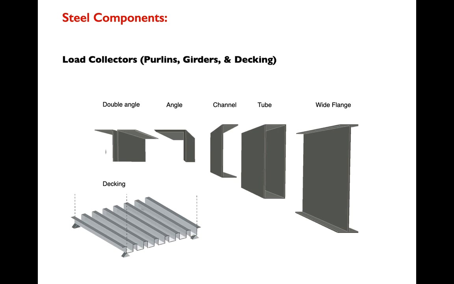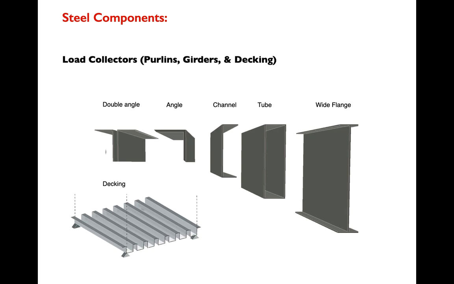We can use other shapes. We might use a tube in an architecturally expressed situation. We might use a channel if we have some particular detailing needs. If we need to attach a lot of things to the web, it might be more convenient to put that web over to the side instead of the middle.